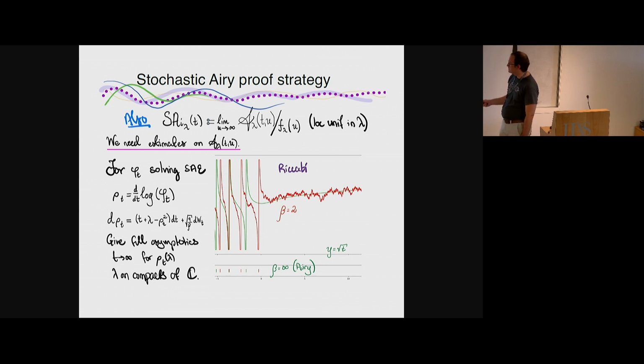So this is what it does. If you take this d/dt of a solution of the stochastic Airy equation, you get some kind of first order equation. It's dρ is (t plus lambda minus ρ squared) dt, and a noise. And I think basically every theorem about stochastic Airy to date has involved an analysis of this. What we have to do here, which is maybe a little bit unique, is we have to do an analysis on compacts of C. So we're doing this as a complex function and not just as a real function.